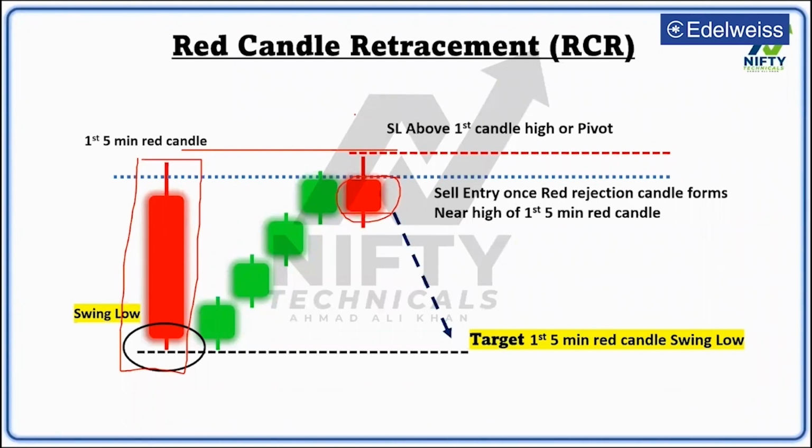And what should be your target? Your first target will be the first red candle swing low. The low of the first candle will be your first target. Later, if this level is broken, the nearest support will be your next target. Okay, I hope I am clear with this. Now I'm showing you some examples.